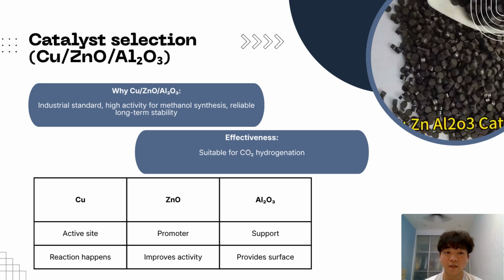Next is the catalyst selection, which is CuZnOAl2O3. This catalyst is chosen because it is the standard industrial catalyst for methanol synthesis and is known for its high activity, good methanol selectivity, and also reliable stability. It consists of three components. Copper is the active site where the reaction happens, zinc oxide acts as a promoter to improve the catalyst performance, and the aluminium serves as the support that provides surface area and structural stability.